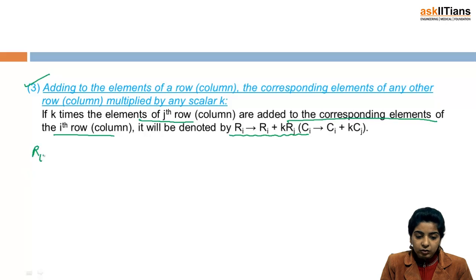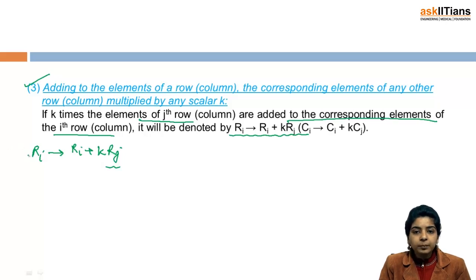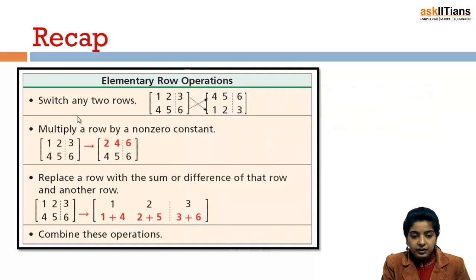I take my ith row Ri and I write down Ri tends to, or Ri becomes Ri plus k times Rj. I take the jth row, multiply all its elements by a non-zero scalar k, and then I add this resultant row to my ith row. So that means Ri tends to Ri plus k times Rj. Similarly, we can apply the same operation on columns as well. This is a recap of all the elementary row operations or column operations.